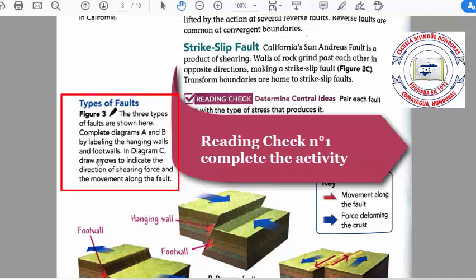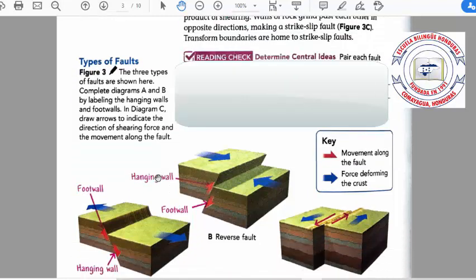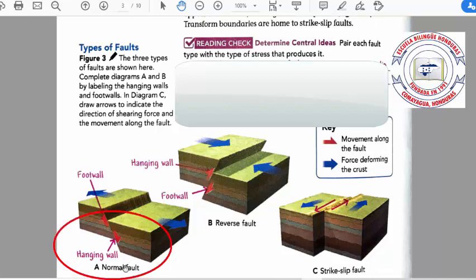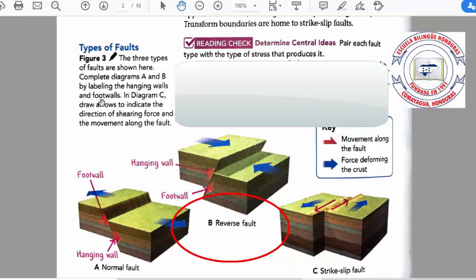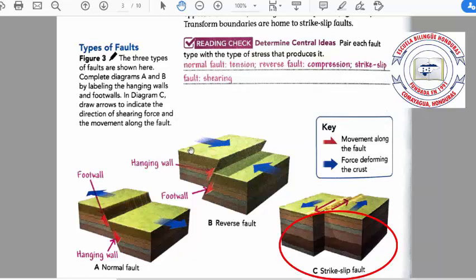Type of fault, guys, you have different diagrams, and complete diagrams A and B. You have over here A, normal fault, and B, reverse fault, by labeling the hanging walls and the footwalls. Okay, in the diagram of the normal fault, what is the hanging wall, and the other part, what is the footwall? Same in letter B, reverse fault. In the diagram letter C over here, you have to drag arrows to indicate the direction. What is the direction of the shearing force and the movement along the fault?